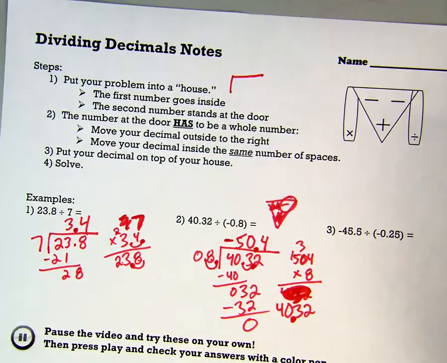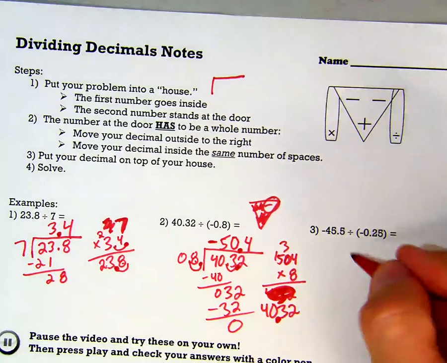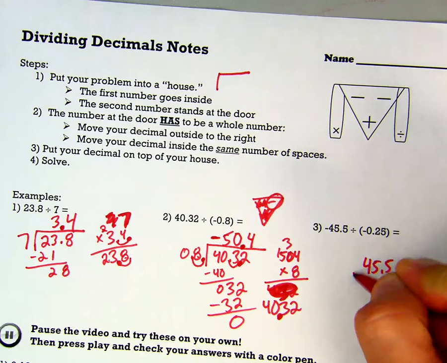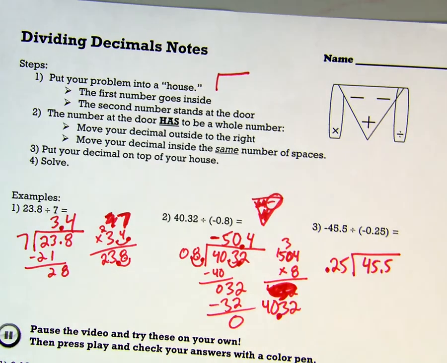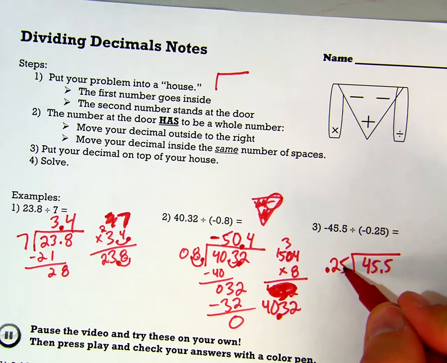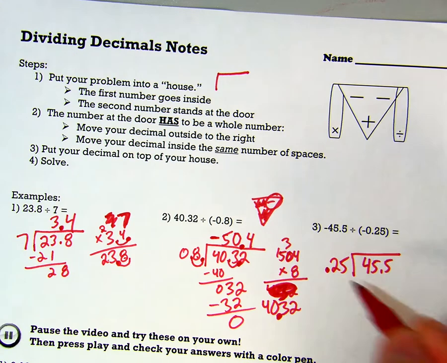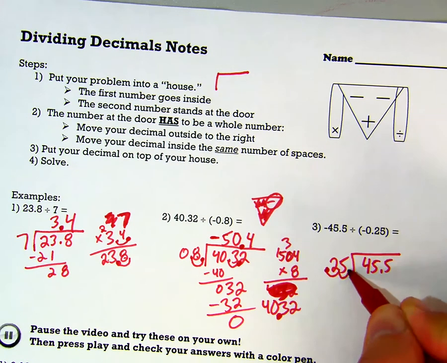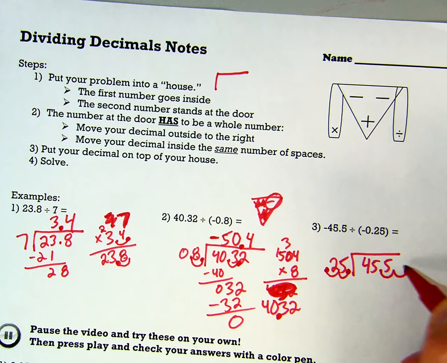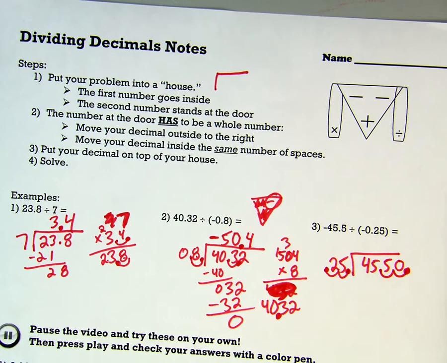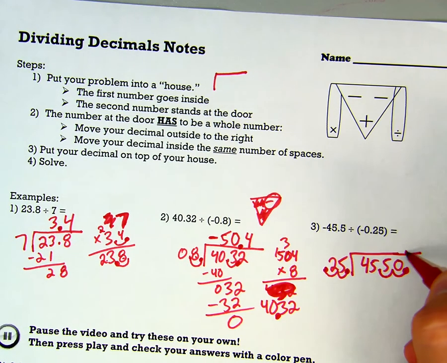Number 3. First number goes inside there, so 45.5. Second number goes on the outside, 0.25. The number on the outside always has to be a whole number. So I move it over twice to get it to a whole number, which means I have to move this one over twice as well. Notice I have nothing there, so I need to put a 0 there as a place value holder. I'm going to bring my decimal point up.